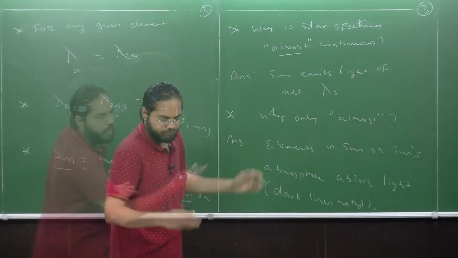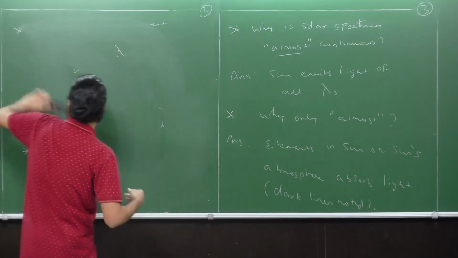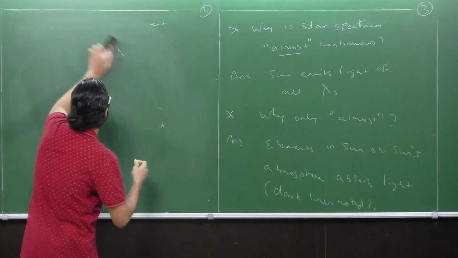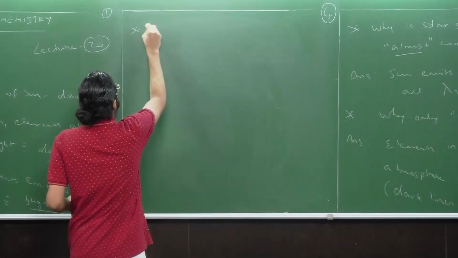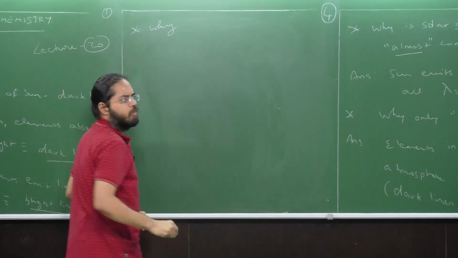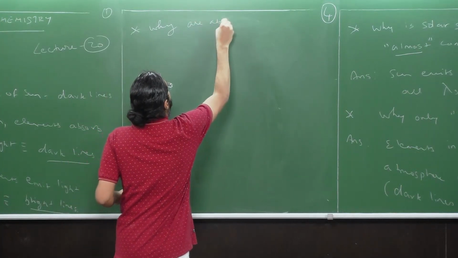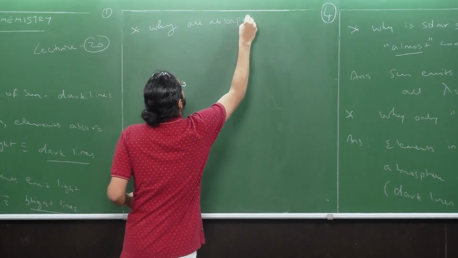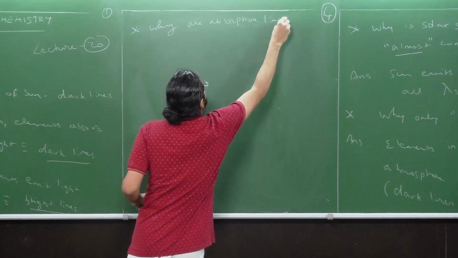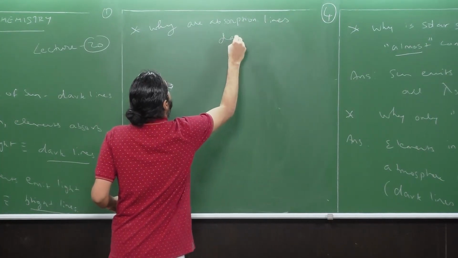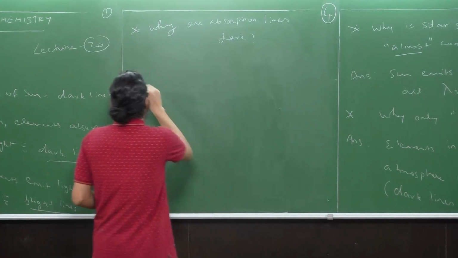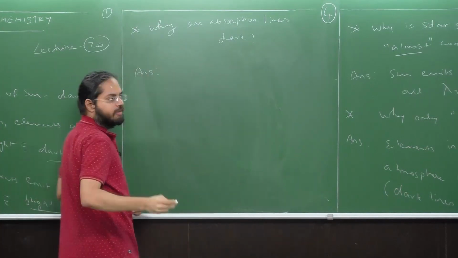Okay, that's it. I have a few more questions though, interestingly, along the same lines. The next question is why are these lines dark? Why are absorption lines dark?